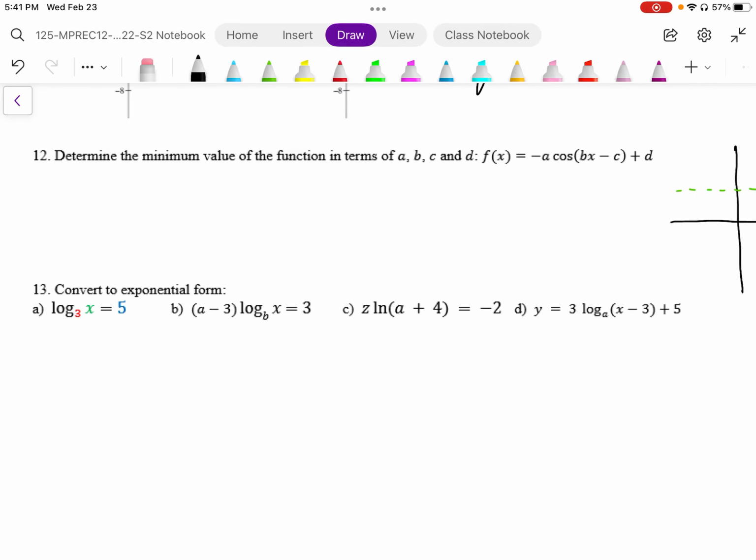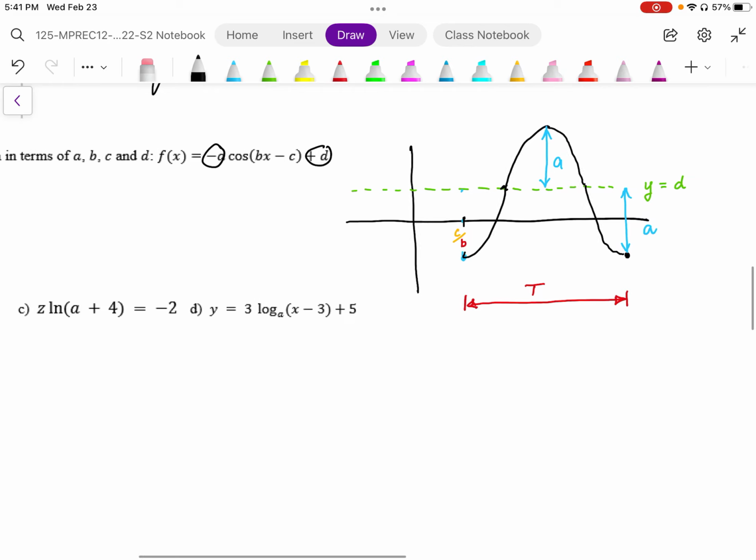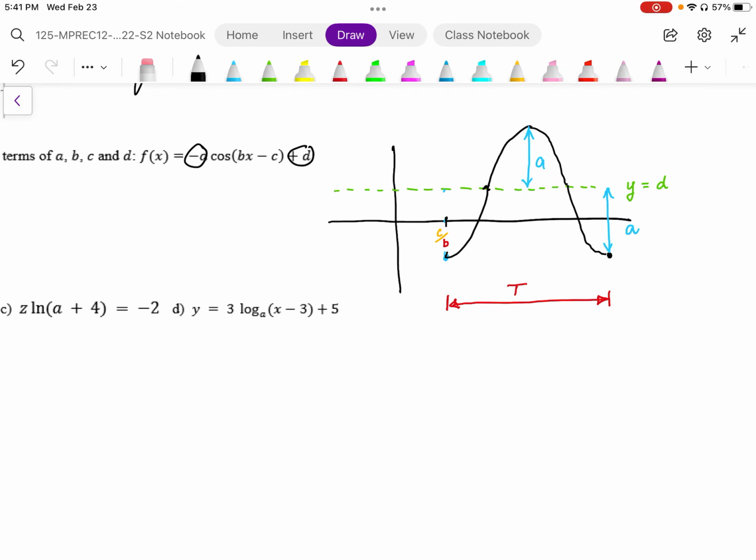So number 12 says, determine the minimum value of the function in terms of a, b, c, and d of y = negative a cos(bx minus c) plus d. So really this question is just to do with y values because we're talking about the minimum value. So we can really just deal with this a and d parts, right? And if we take a look at the diagram, it's fairly straightforward.